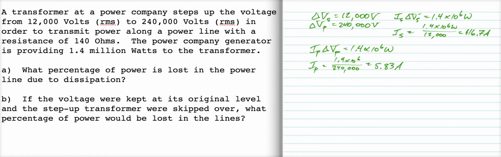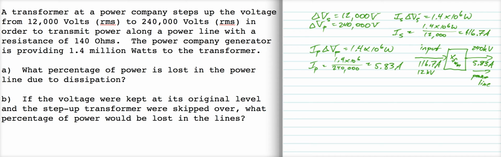So the idea is that the input from the power plant is 116.7 amps, and then it goes into the transformer, and it comes out at 5.83 amps and 240,000 volts. It goes in as 116.7 amps and 12,000 volts. Okay? Well, then it goes down the power line, right? So this goes down the power line.